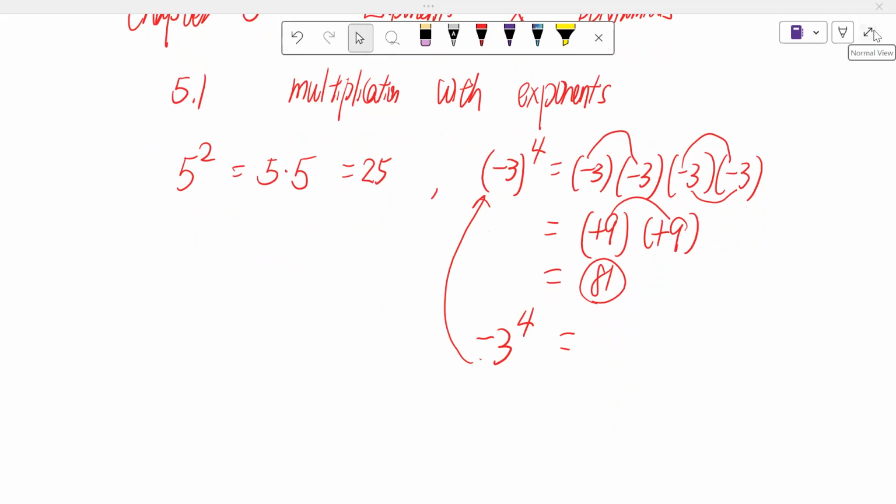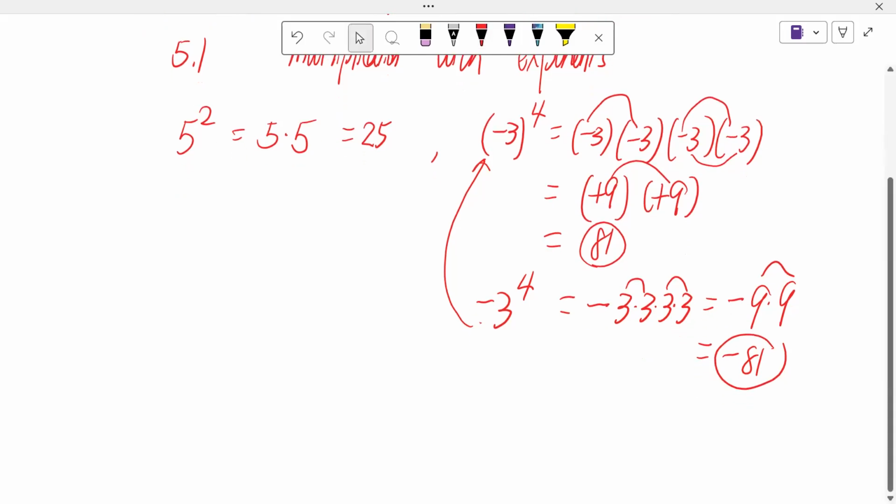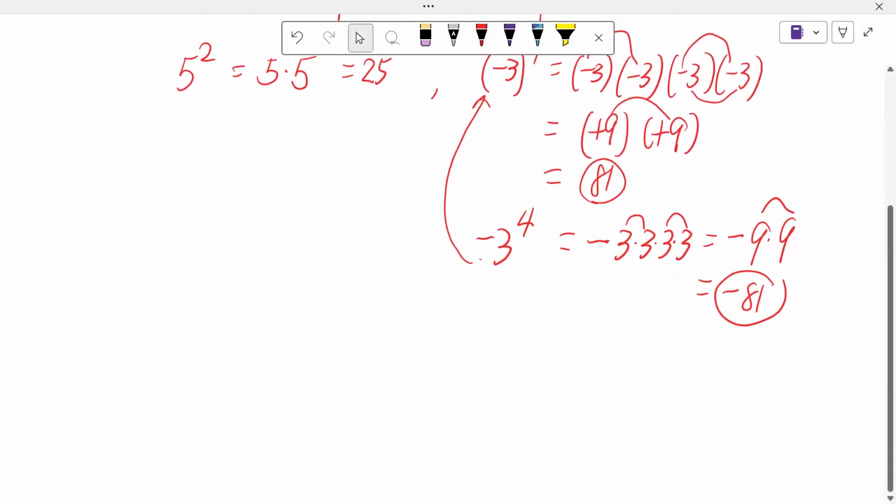Okay, no problem. So you carry over the side, then you're going to expand it: 3 times 3 times 3 times 3. 3 times 3 is 9, 3 times 3 is 9. So it's negative 9 times 9. Now 9 times 9 is 81, so this is negative 81. This is very, very important. A lot of students make mistakes here. They think these two are the same, but they're not. You end up with the exact opposite result. This is something about exponents.